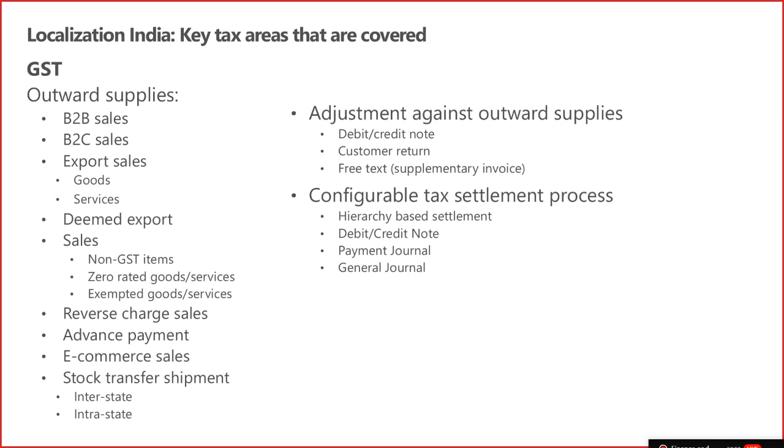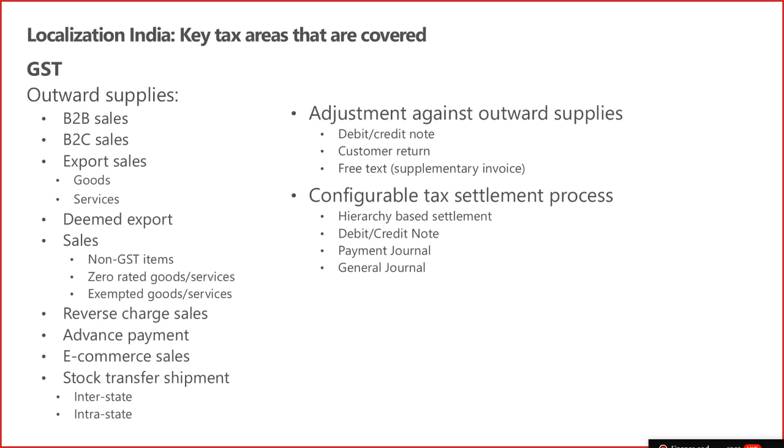Deemed export is again for STP or electronic hardware technology park entities. When those entities do transactions with you, those transactions are considered deemed exports. And in deemed export, again, the government has provided the option to calculate the tax with payment or without payment. Those options are already there.